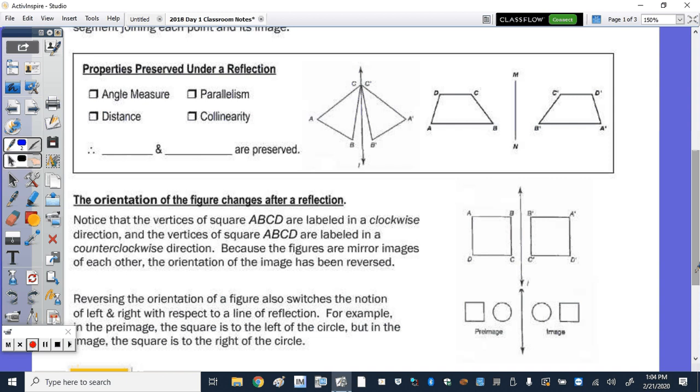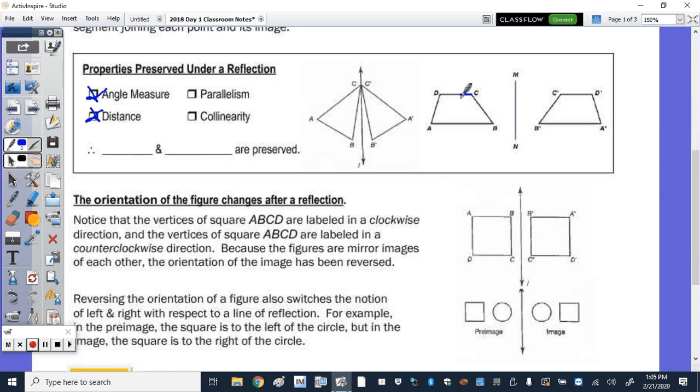So let's take a look at the triangles to start. So as we said, in order to preserve size and shape, a reflection is a rigid motion or a congruency transformation. So both angle measure and distance are preserved, or else the figures would be a different shape or size. Now let's look at the trapezoids.